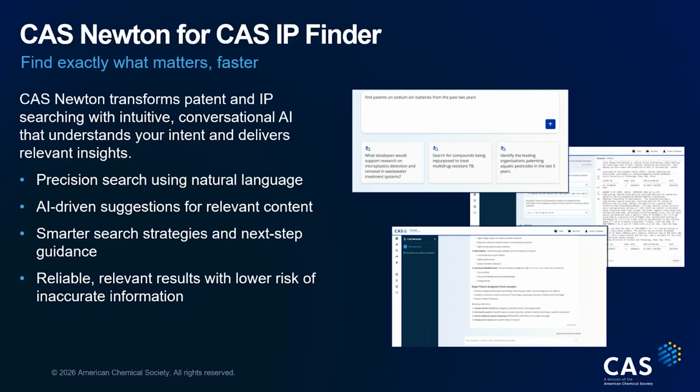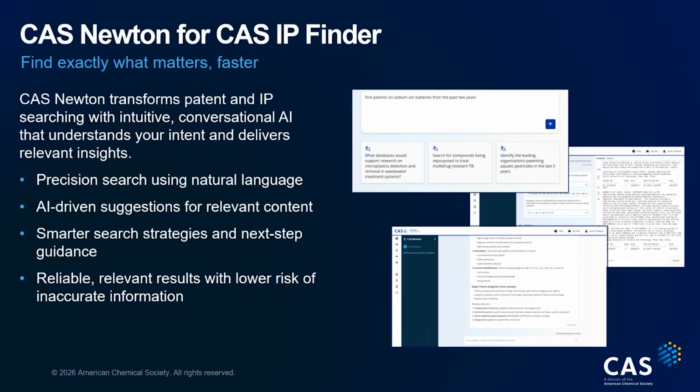So this would feel very little like a black box, but more like full transparency of what the AI agent does in generating or suggesting search strategy steps that will help you go through your question, which you can ask in natural language and which is then translated into the various commands for STN. That is what CAS Newton for CAS IP Finder aims to do.